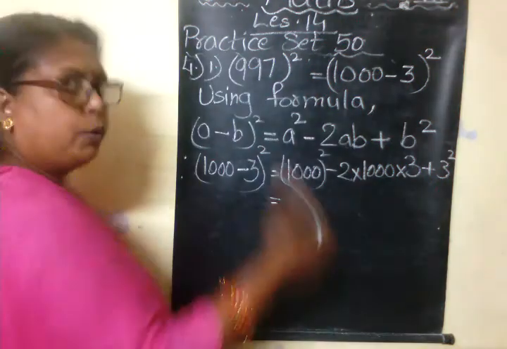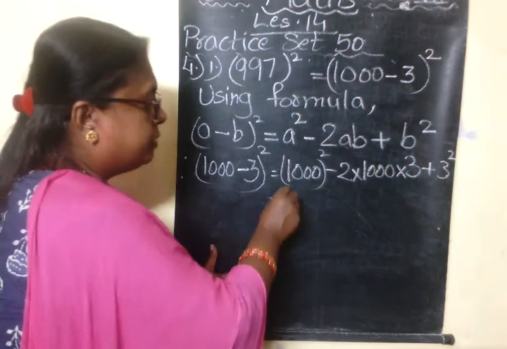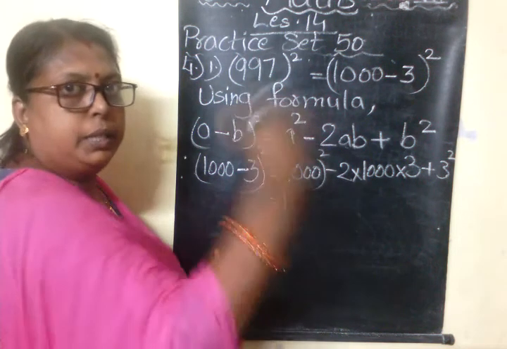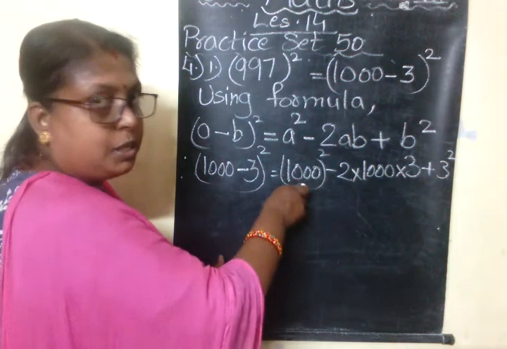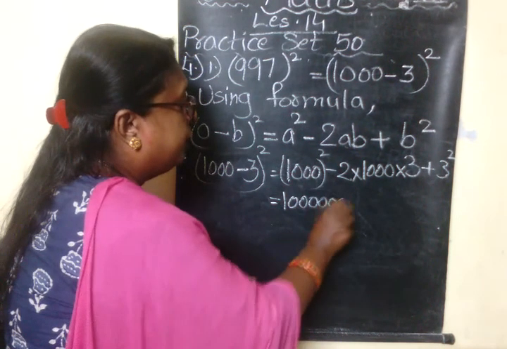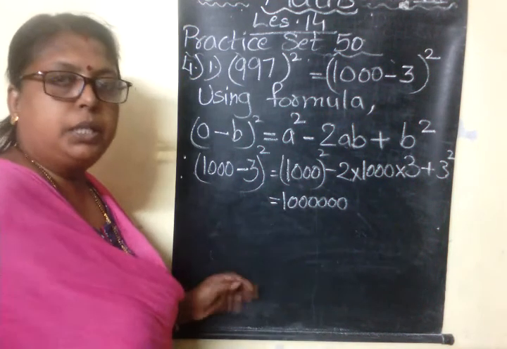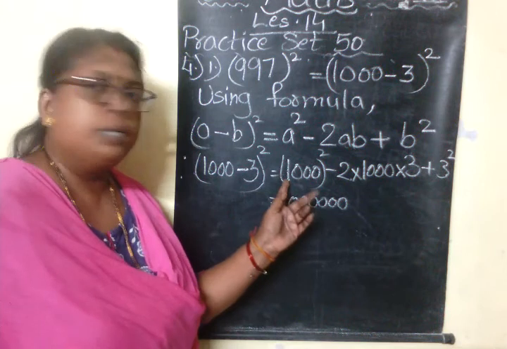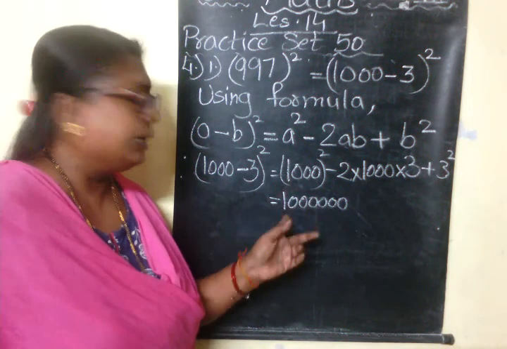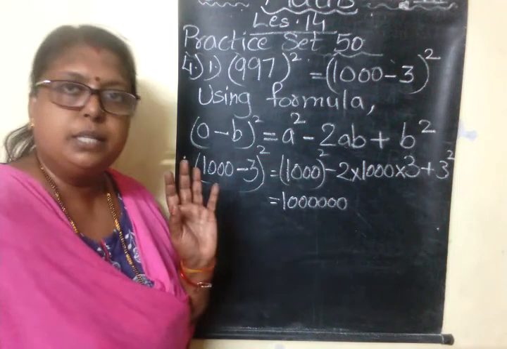Now 1000 square is very simple, children. How to do it? Just listen. The number 1, its square is 1. Here 3 zeros are there, double the zeros. Means how many zeros? 6 zeros you have to add: 1, 2, 3, 4, 5, 6. You got the square of 1000. Very simple method. Whichever number is there, suppose if 2 is there, you write the square of 2, which is 4, and just double the zeros to get the square.